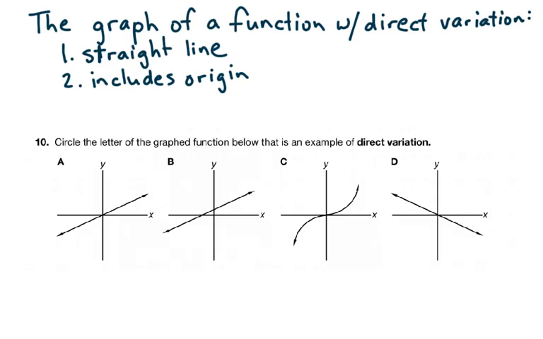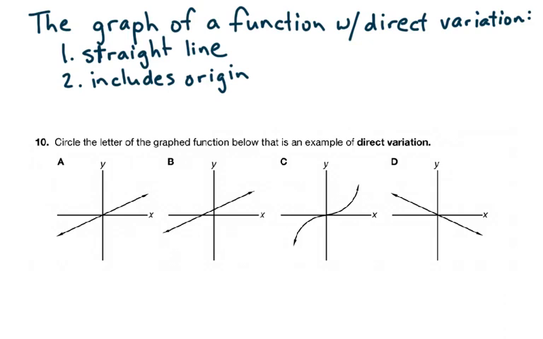Now, one thing you need to know about graphs of direct variation, well, 2 things. Number 1, it's always a straight line. Always. Number 2, it always includes the origin. Always. Okay, so we have to look down here at A, B, C, and D, and I want you to tell me which one of these is an example of direct variation.